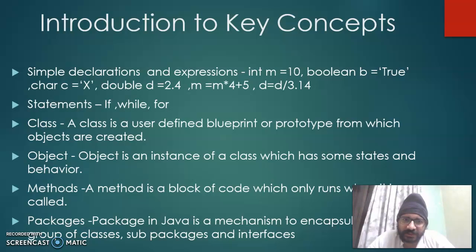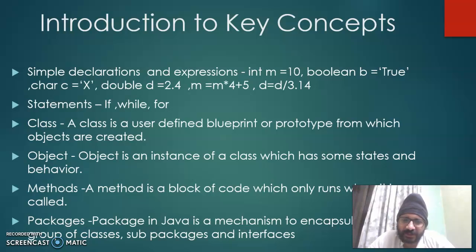We can have statements which check whether a particular condition is met using the if. Then we have while and for statements which help us perform a task a number of times. You can have a block of code inside it and it will iteratively do it again and again. So this is the usage of while and for loops in Java.